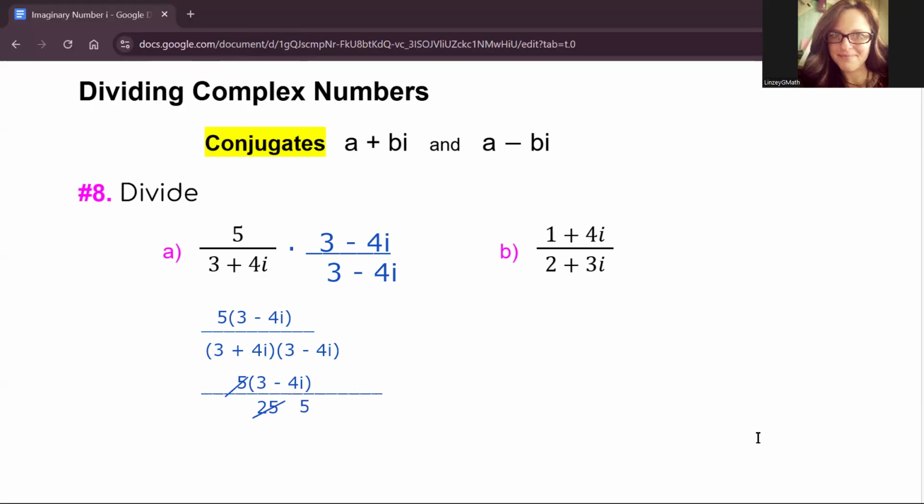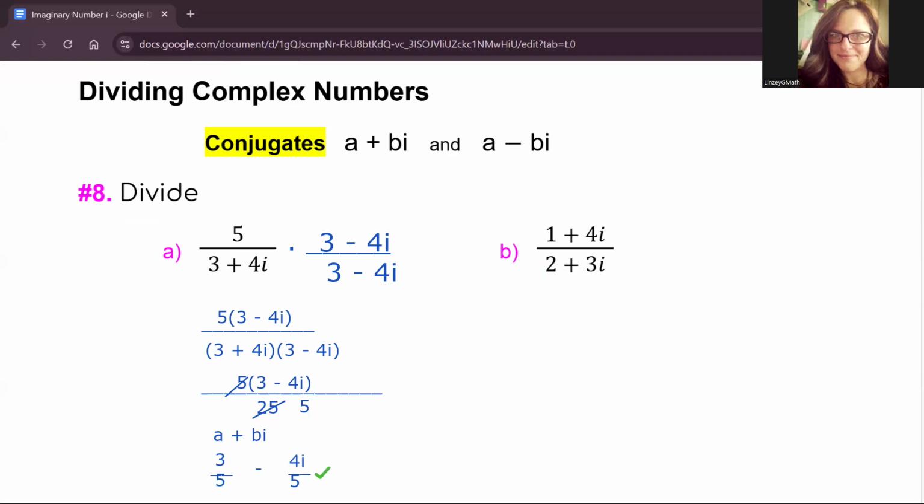And then a lot of mathematicians or textbooks will ask you to separate it so that you have a plus bi. So we can do 3 over 5, 3/5, minus 4i over 5, or 4/5 i.